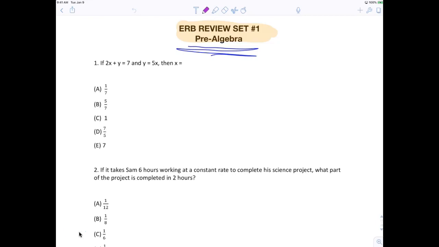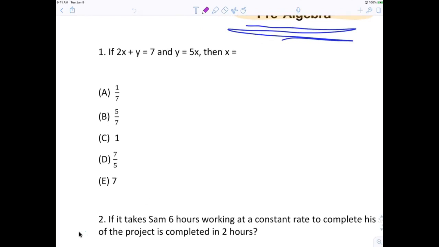So I want to take a look, please, at question number 1. Was anybody able to figure out question number 1? C. C. Anybody else? Wow, that's excellent work. All right.